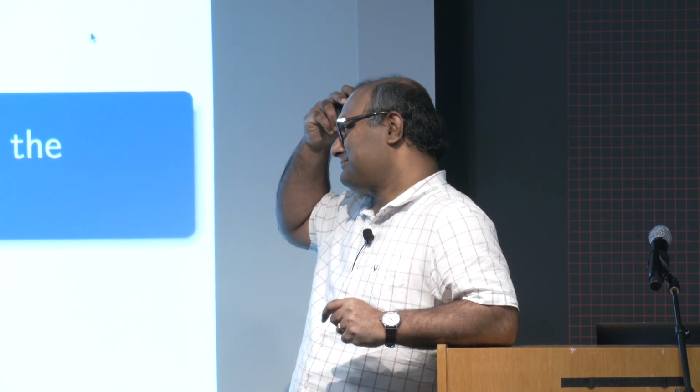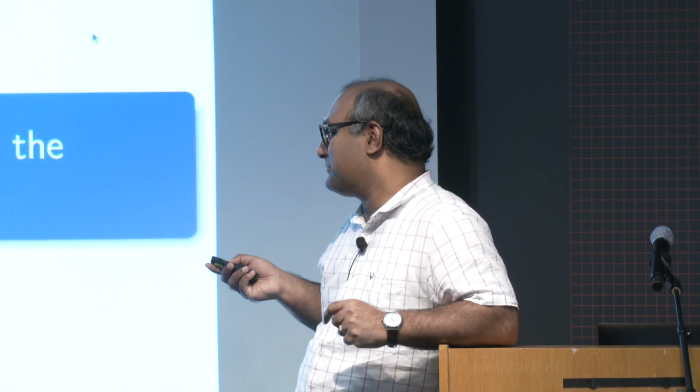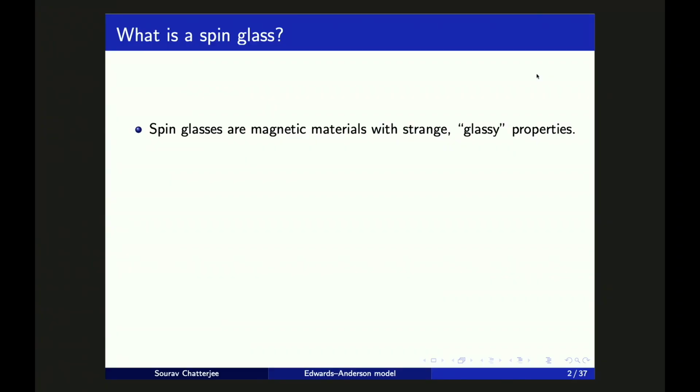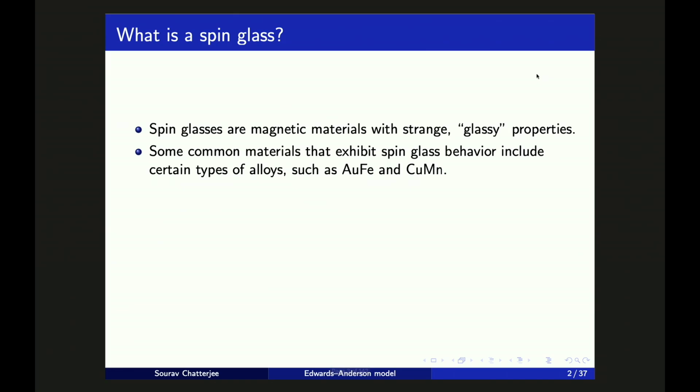So anyway, this is about the Edwards-Anderson model, and I'll tell you everything about what it is. I'll not assume that you know, although in this audience people know a lot of things, but I'll assume that there is at least one person who doesn't know anything. So, what is a spin glass? Spin glasses are magnetic materials with strange glassy properties, and I'm told that they actually exist. I haven't seen or touched one.